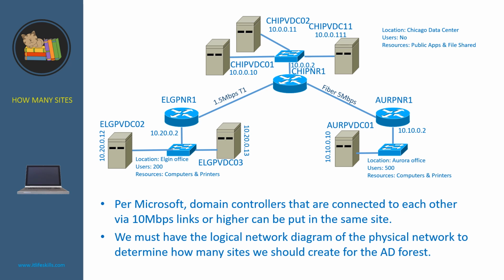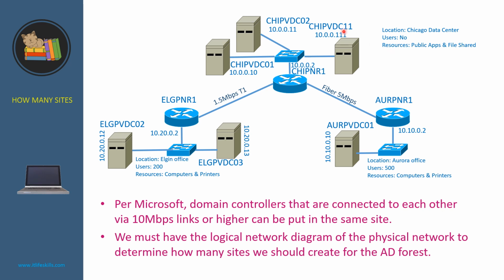The first question we should ask is how many sites we should create for our AD forest. Per Microsoft, domain controllers that are connected to each other via 10 megabit per second links or higher can be put in the same site, which means we must have the logical network diagram of the physical network to determine how many sites we should create for the AD forest.